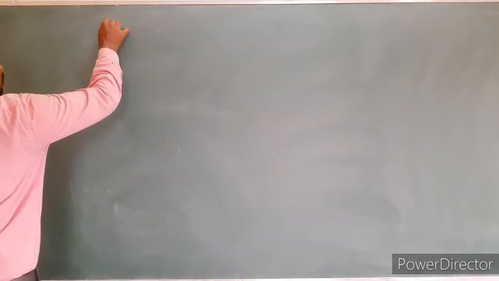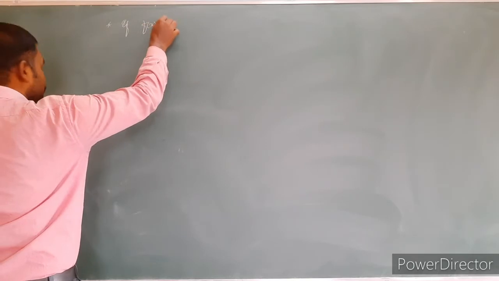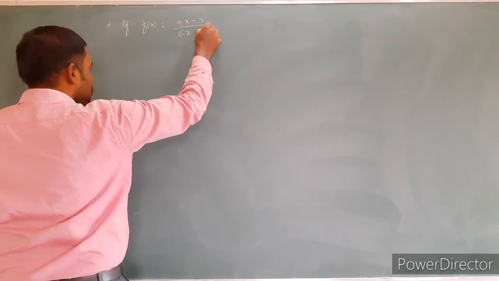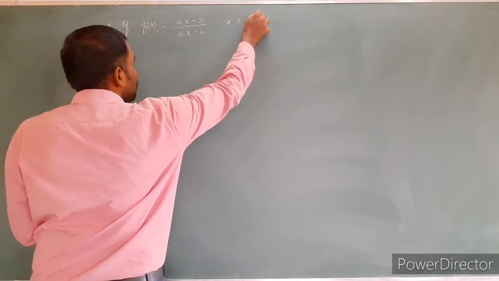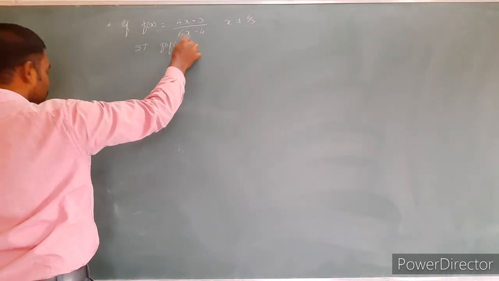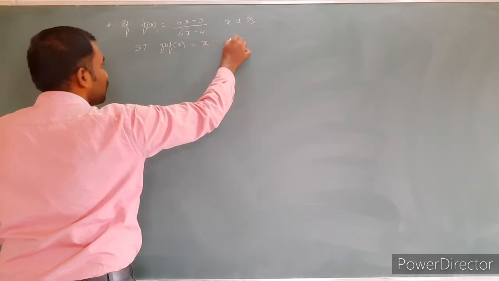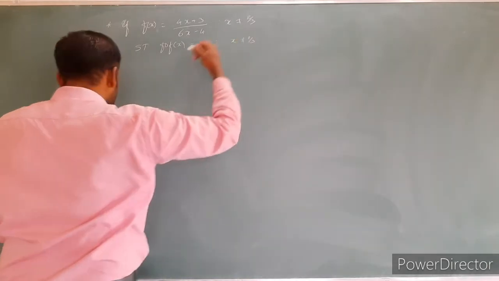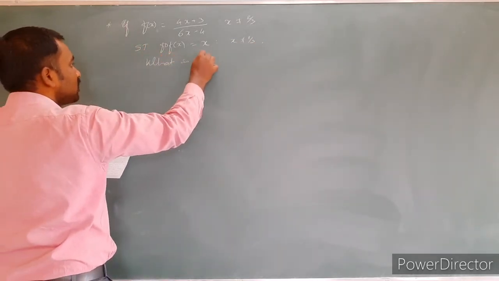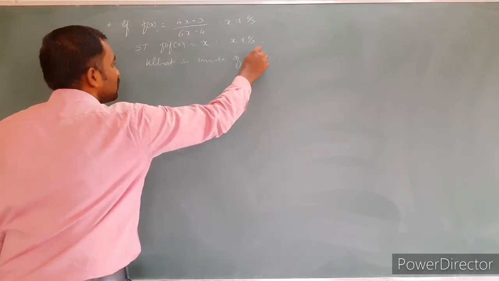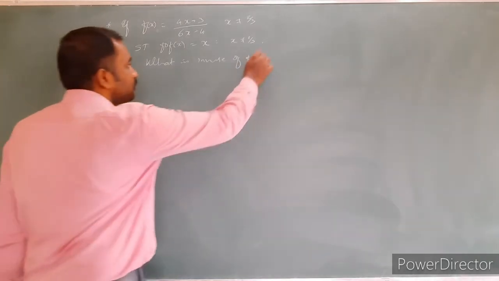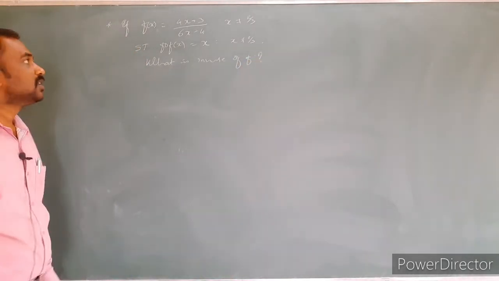If f of x is equal to 4x plus 3 divided by 6x minus 4, provided that x is not equal to 2 by 3, then show that f composition f of x is equal to x, provided that x is not equal to 2 by 3. Then what is the inverse of f? Write or find the inverse of the function f.